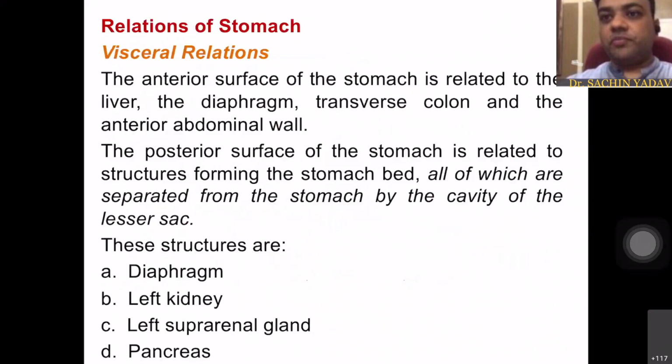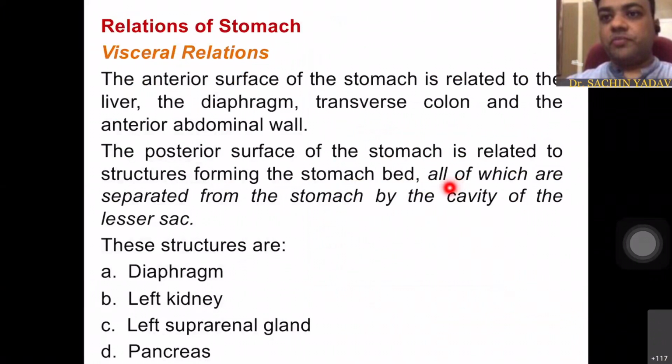Now, the relations of the stomach. What is the visceral relation? It means the relation to the adjacent organs nearby the stomach. The anterior or anterosuperior surface of the stomach is related to the liver, diaphragm, transverse colon, and the anterior abdominal wall. The remaining lower, larger part of the anterior surface is related to the anterior abdominal wall. And the posterior surface of the stomach is related to structures forming the stomach bed, on which the stomach is lying.